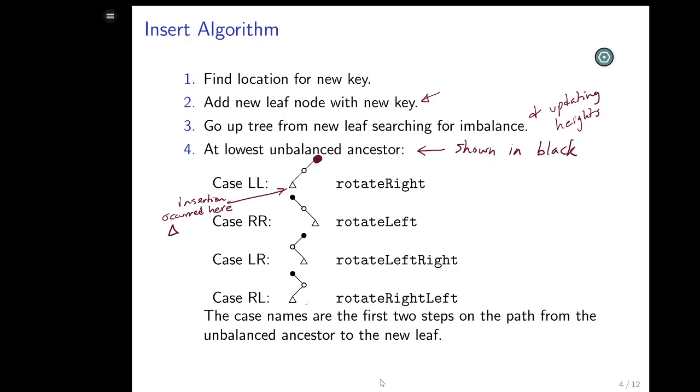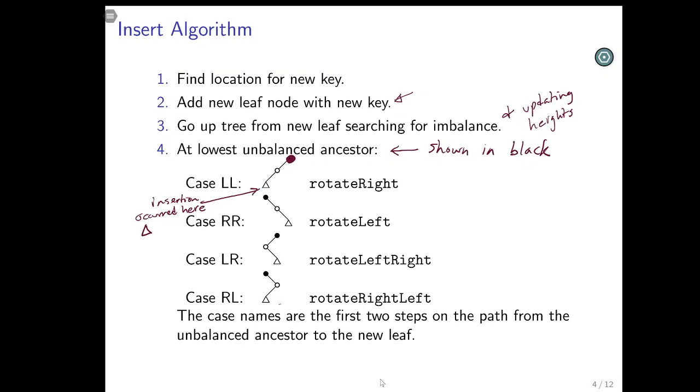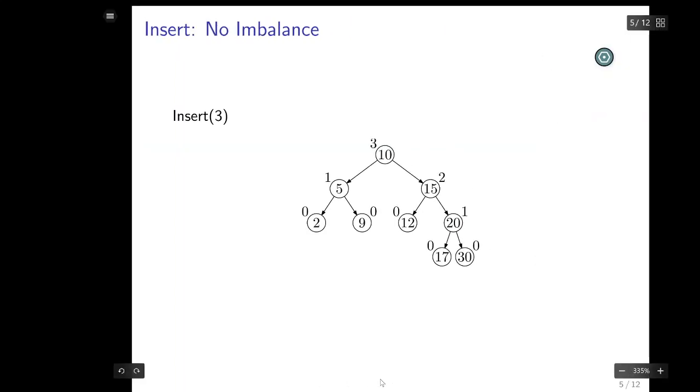Everybody good with the scheme for doing insertion? Because we're going to do an example. In fact, we're going to do 2 examples. No, in fact, we're going to do 3 examples, but they're going to be quick. So let's do insertion into this AVL tree. First of all, are you sure that this is an AVL tree?